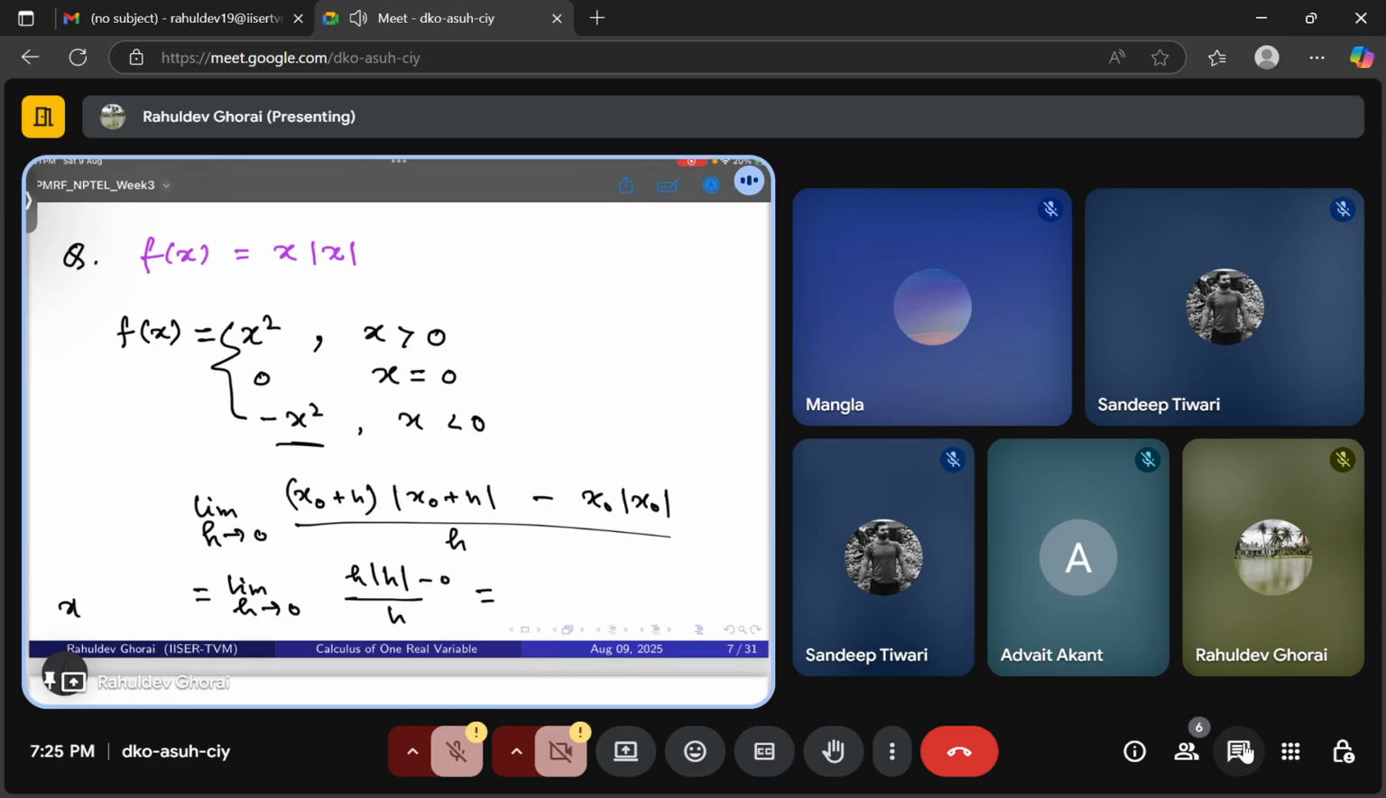That is equal to the limit as h tends to 0 of modulus of h, whether h tends to 0 from the plus or the minus side, that is always 0. So the limit exists. So at x equal to 0 also it is differentiable. This function is differentiable everywhere. You can check all other points where x naught is not equal to 0. Differentiable everywhere.